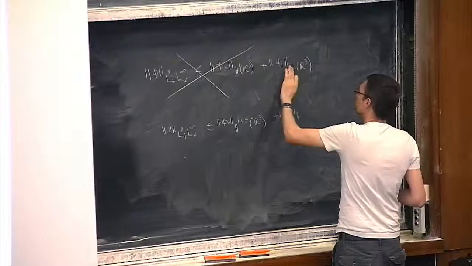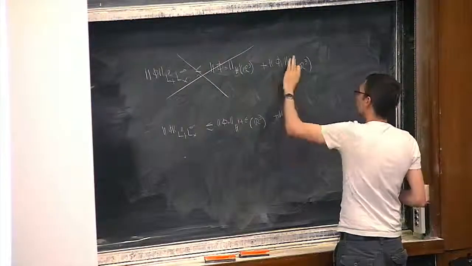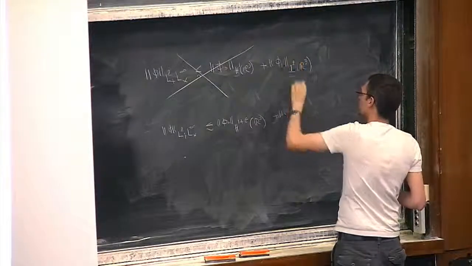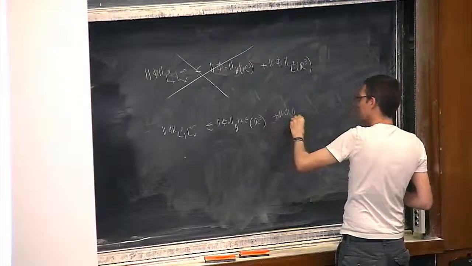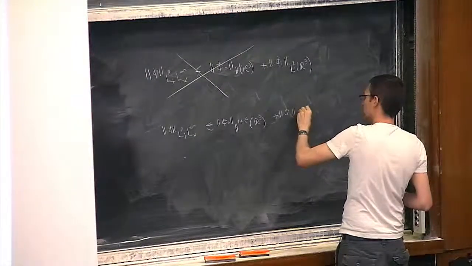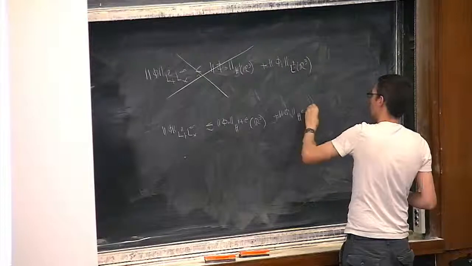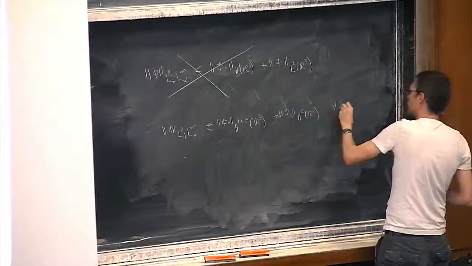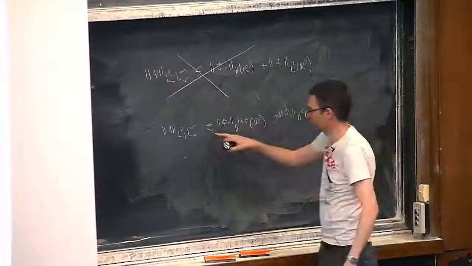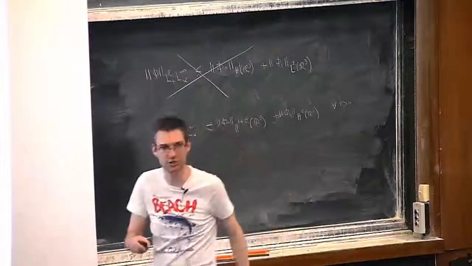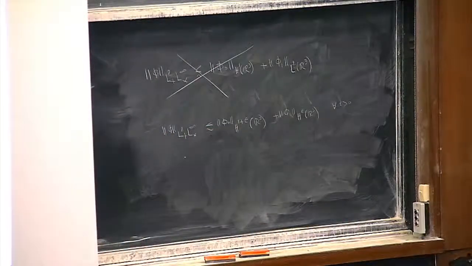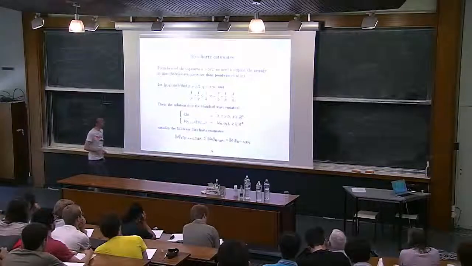Sorry, that was in L2, of course. So you have to replace H1 by H1 plus epsilon, and L2 by H epsilon. And that's true for any epsilon strictly positive. We have, of course, a constant which depends on epsilon, degenerating as epsilon goes to 0. Okay, so that's the estimate that's correct, and that's the one we want to use.